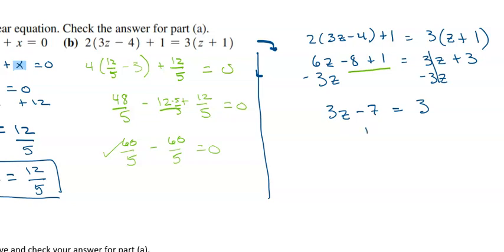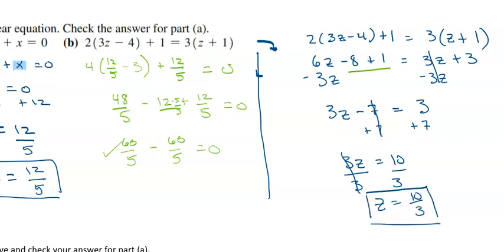I'm going to add 7 to both sides, and I get 3z equals 10. Divide both sides by 3, and I get z equals 10/3. Okay, so that's the final answer on that one. If you want to check it, you can. I'm going to go on.